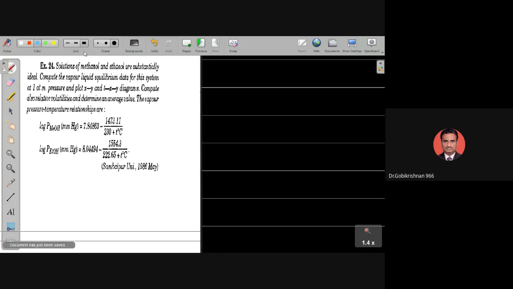We found out the boiling point of methyl alcohol. The boiling point of methyl alcohol is 65 degrees, and the boiling point of ethyl alcohol is 78 degrees.